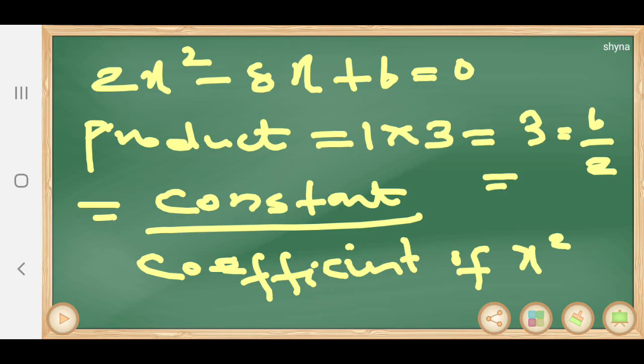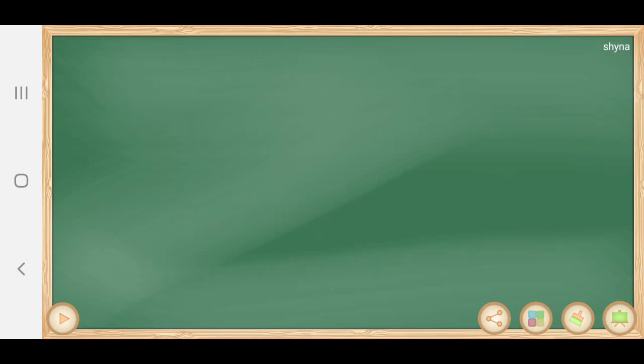That is, we got the relation that sum of the zeros equals negative coefficient of x by coefficient of x square, and product of the zeros equals constant by coefficient of x square. To remember this, or generally we can write, I think you can use this method. This is the simple way to remember.